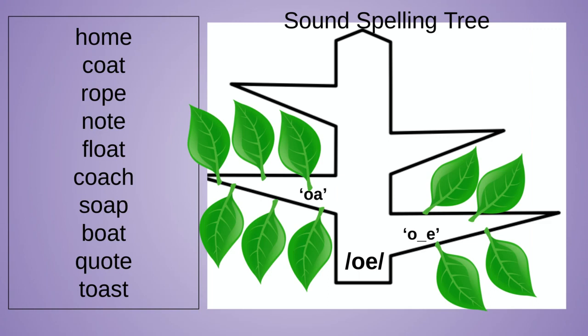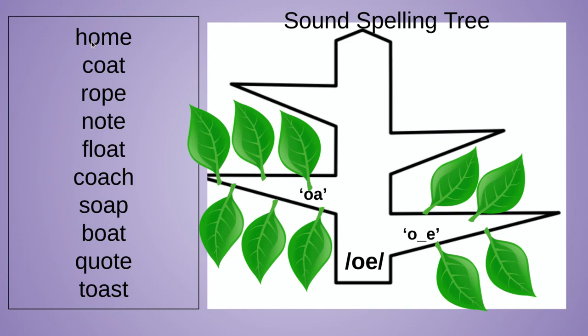Awesome. Okay, we're going to practice working with our spelling tree, and our trunk shows us that our tree is made up of all the O sound spellings. We have O consonant E on our bottom branch because it is the most common way to spell the O sound. Then we have the OA branch, and it's a little bit shorter because it is less common. We're going to practice our words, and we're going to look at how they are spelled and put them on the correct branch.